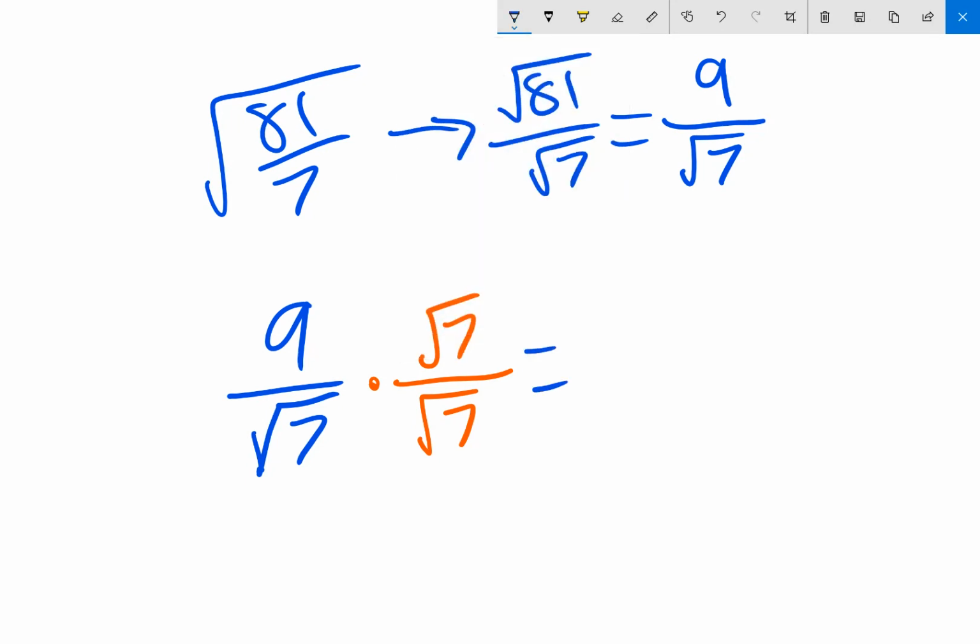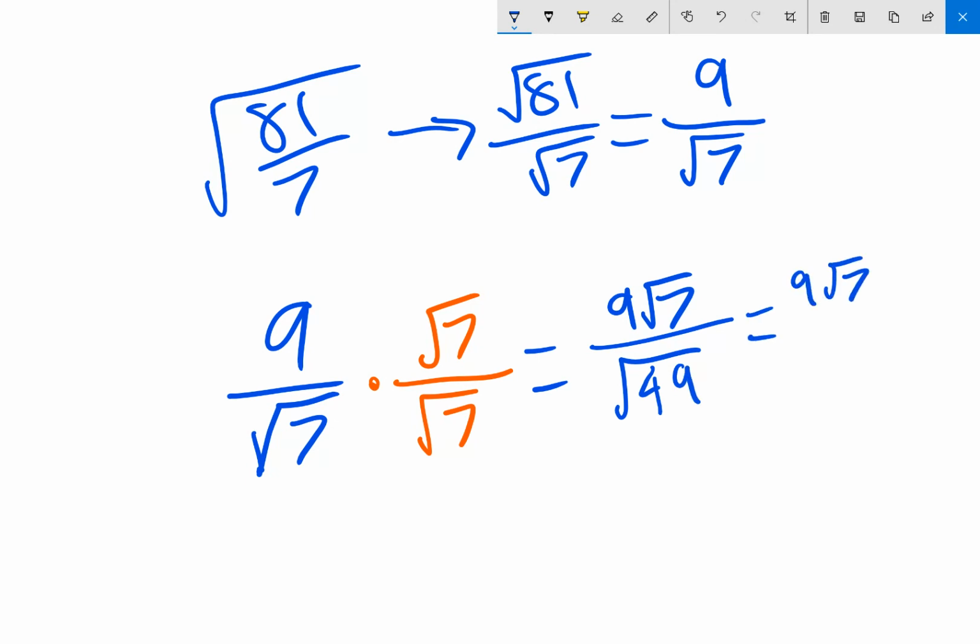So on top, I have 9 times square root of 7. Simple as that. You can't multiply the 9 with the 7 because 7 is inside a radical and 9 is not. On the bottom, 7 times 7 is 49, so you have the square root of 49. So to clean this up, 9 square root of 7 is just fine. Nothing I can simplify there, but square root of 49 is a normal 7. And that is the final answer.